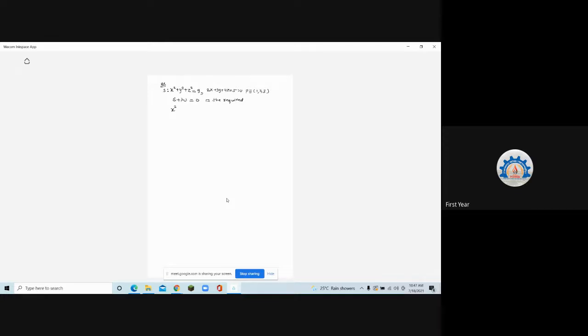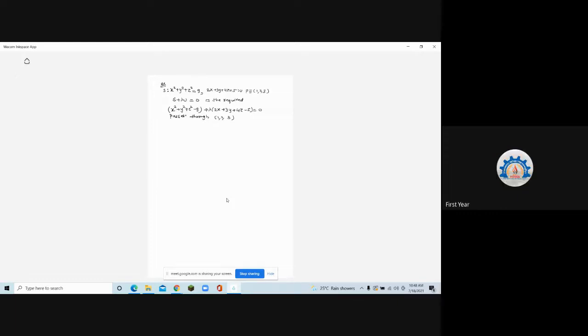So what's your answer? x² + y² + z² − 9 is the sphere, plus λ into u, which is 2x + 3y + 4z − 5 = 0, passes through the point (1, 2, 3). Yes, is this clear to everyone? Neeraj, Vaishnavi, Sumit? Yes, ma'am. Is it clear?